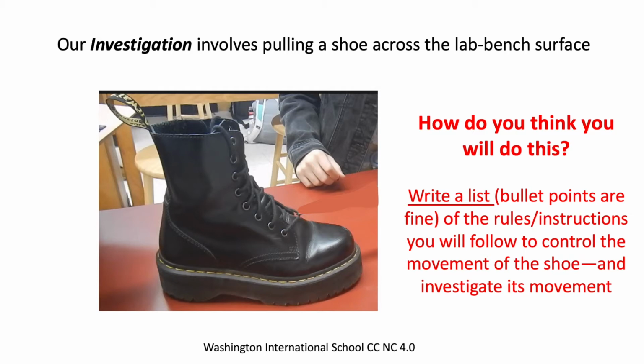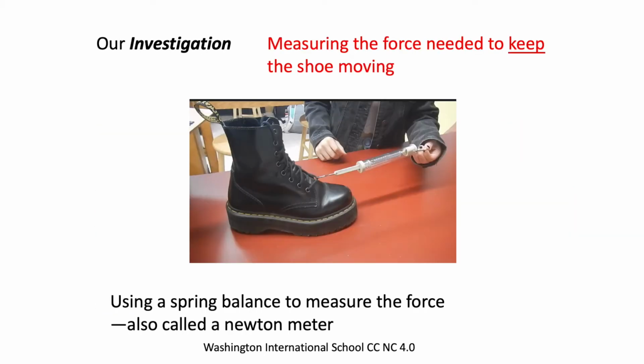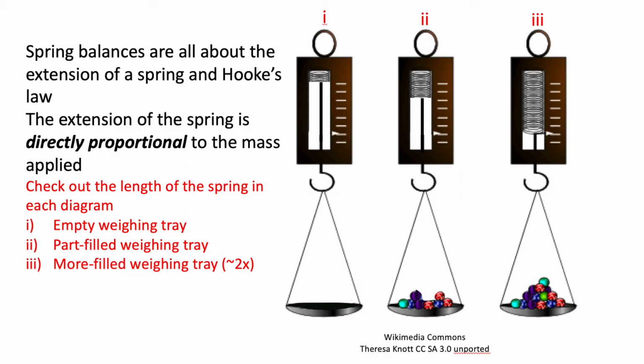Write some bullet points, just brief notes of the rules or instructions you would need to follow to investigate the motion of the shoe across the bench. So pause to do that, and we will need to measure the force to keep the shoe moving. So we're going to use a spring balance, also called a Newton meter or a force meter, and it's all about extension of a spring and Hooke's law.